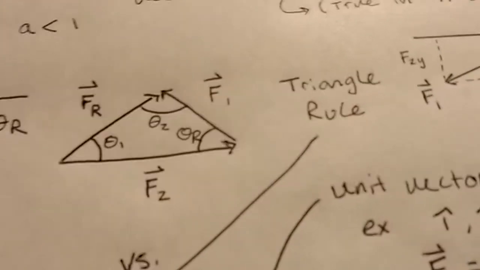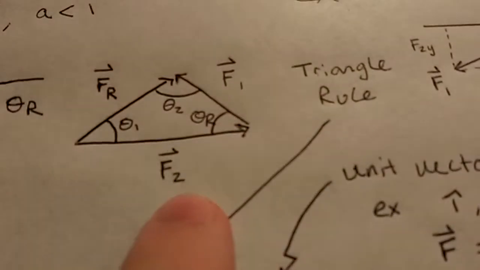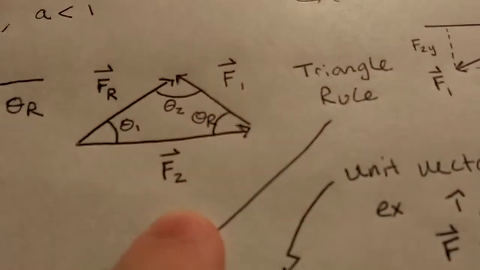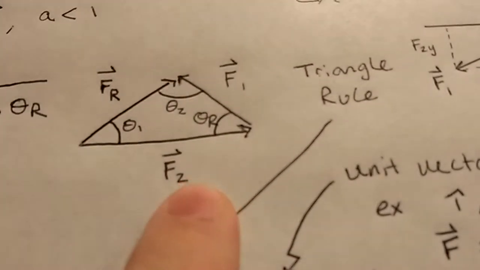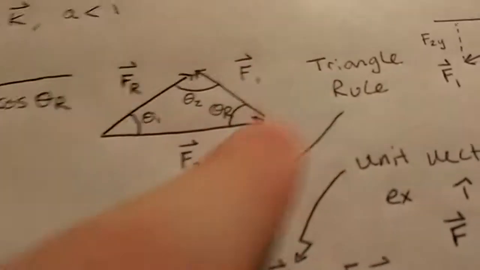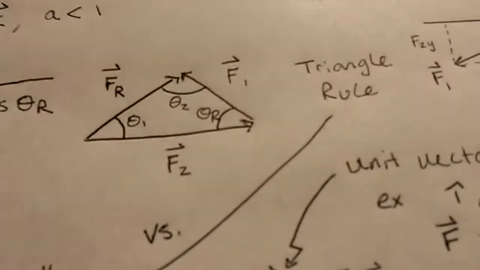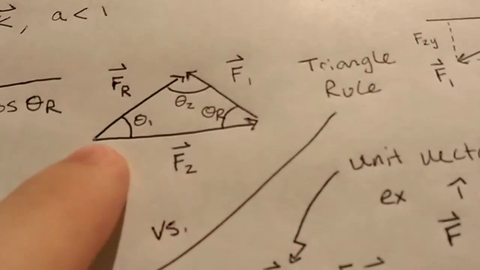In the triangle rule case, what you do is say, oh, I'm adding force 2 to force 1. And again, this could be anything. You could say vector A to B to get C. I'm just going to try to start calling things forces so that you get used to it, because you're not going to be adding random vectors in this class. You're going to be adding forces.